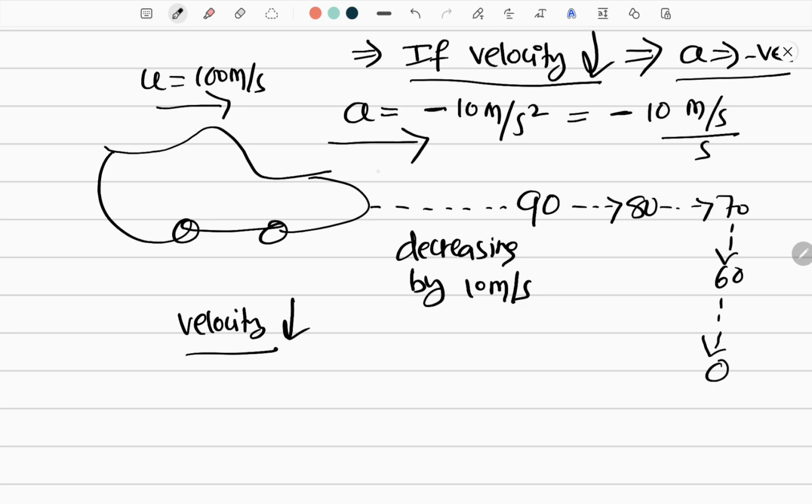For 100 to 90, how many seconds has it taken? 1 second. Look at this, minus 10 meter per second square means in every second the velocity is decreasing by 10 meter per second. It keeps on reducing by 10 meter per second in every second. So 100 meter per second was the velocity. Now to make it 0, how many seconds does it want? It wants 10 seconds. In 10 seconds this body will come to rest.